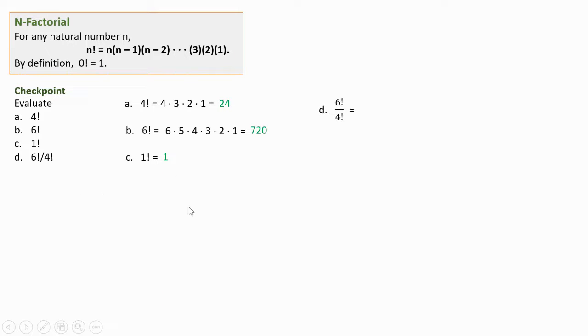Now part D, 6 factorial divided by 4 factorial. 6 factorial is 6 times 5 times 4 times 3 times 2 times 1. And 4 factorial is 4 times 3 times 2 times 1. So we can begin to cancel some of the numbers there. 1 over 1 is 1. 2 over 2 is 1. 3 over 3 is 1. 4 over 4 is 1. So we're left with 30 over 1, which is 30. So that's my answer.